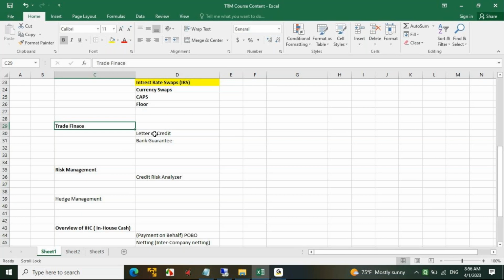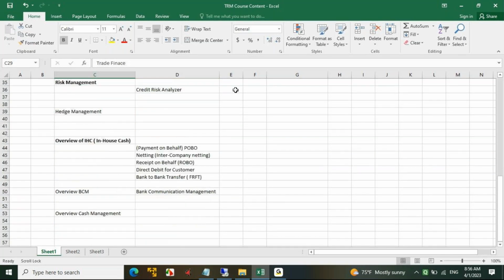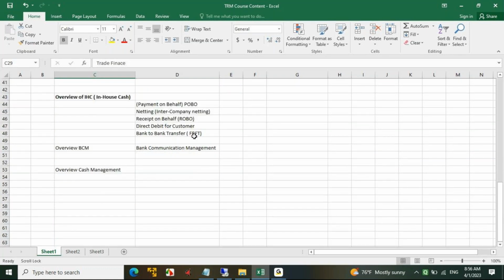Next, our agenda is actually very huge. We'll discuss hedge management and credit risk analyzer, and we'll learn hedge management. We'll also discuss the overview of in-house cash. This is one of the biggest topics. I'm sorry, I may not be able to show you the end-to-end configuration here because our system is not capable, but I'll give you a very good overview. After this level of overview, I'm sure if they ask questions about IHC in the interview, you can explain it in a much better way, because this is an area I have already worked in.